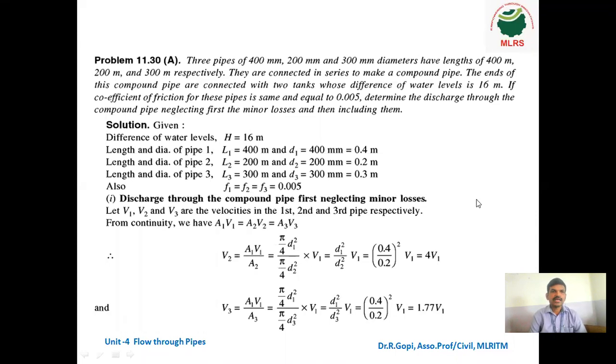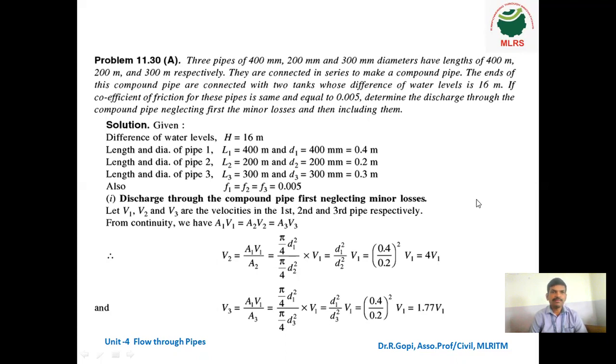First write the data given. Difference of water levels is H, it is 16 meter. There are two tanks, and that is the difference of water level at the surface. Next, length and diameter of pipe 1: length L1 is 400 meter and D1 is 400 mm. If you convert it into meter, 400 divided by 1000, it is 0.4 meter.